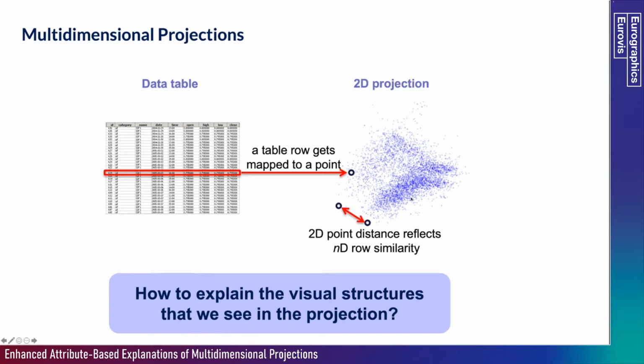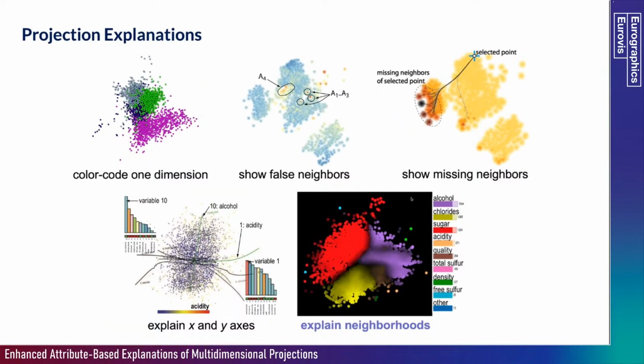So a projection is simply a 2D scatter plot. But a raw scatter plot is not very useful. So how to explain the structures we see in such a scatter plot? There are many methods for explaining projections. We can color-code the points by the value of one attribute, but how to select this attribute? And is there a single one that can explain well all the points? Or we can visualize the errors in the projection, such as false neighbors or missing neighbors. However, this explains the projection accuracy rather than the projection itself.